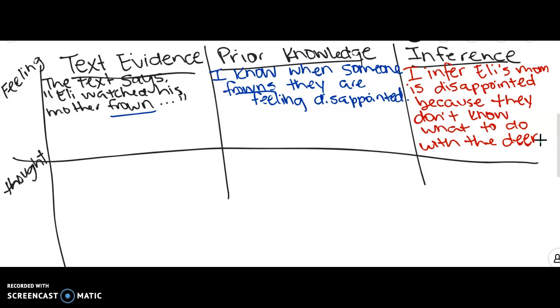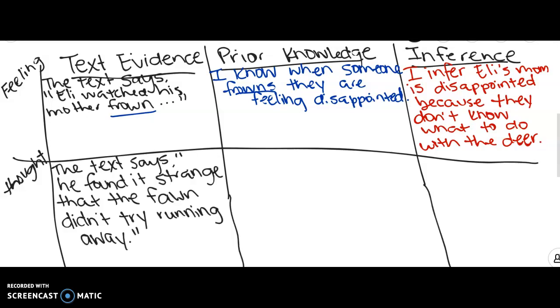Okay, and in our text in paragraph 3, we see here that Eli is thinking that it's strange that the animal didn't run away. So, again, the text says, and I'm going to write my sentence: He found it strange that the fawn didn't try running away. Now, this is a thought because it says he found it strange. He's thinking in his head, how strange is it that the animal didn't run away? He found it strange that the fawn didn't try running away is in our text.